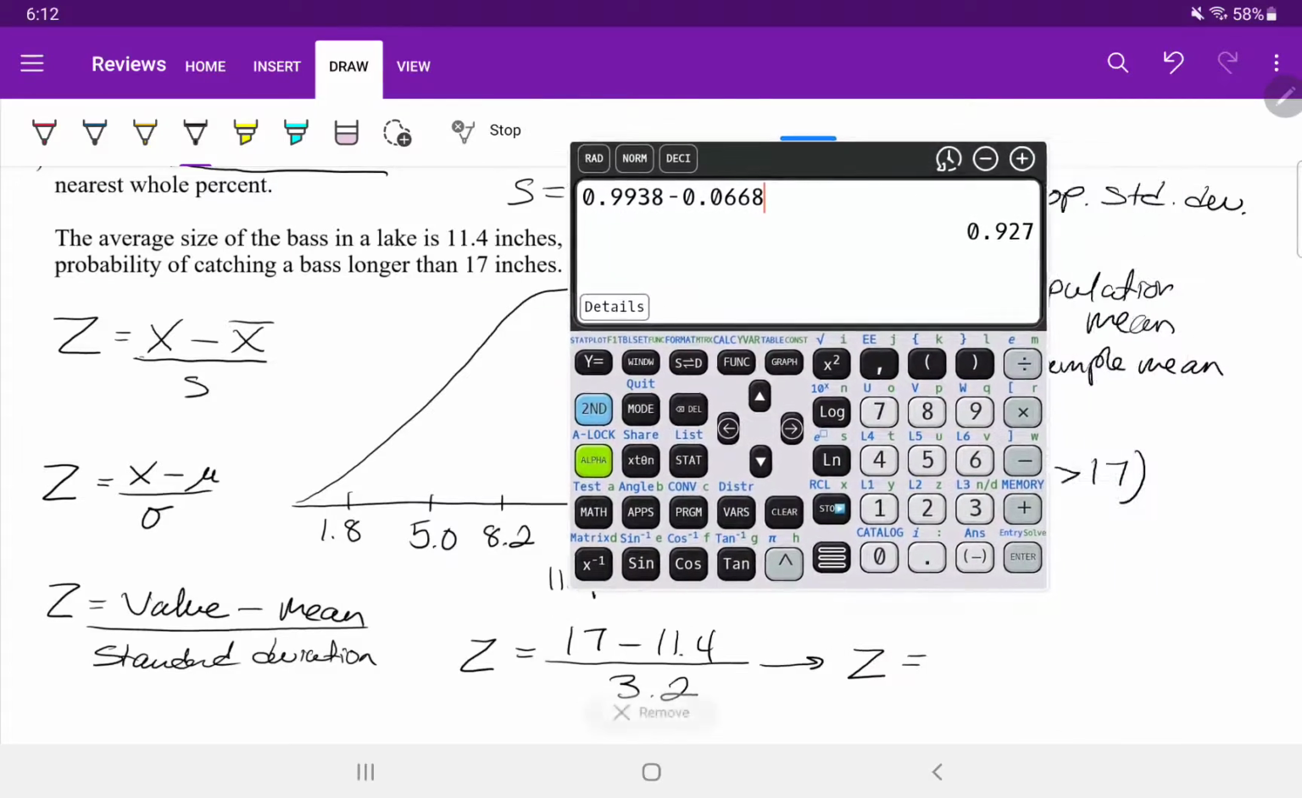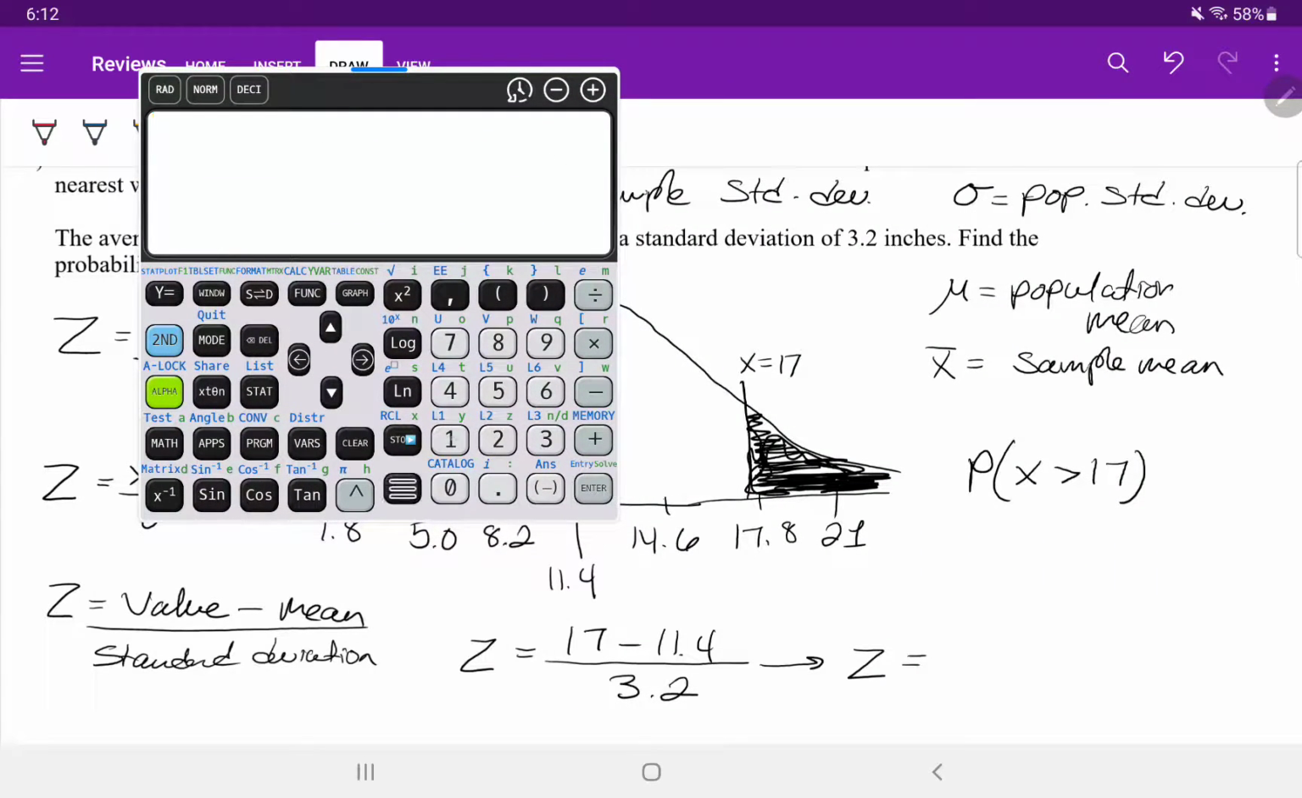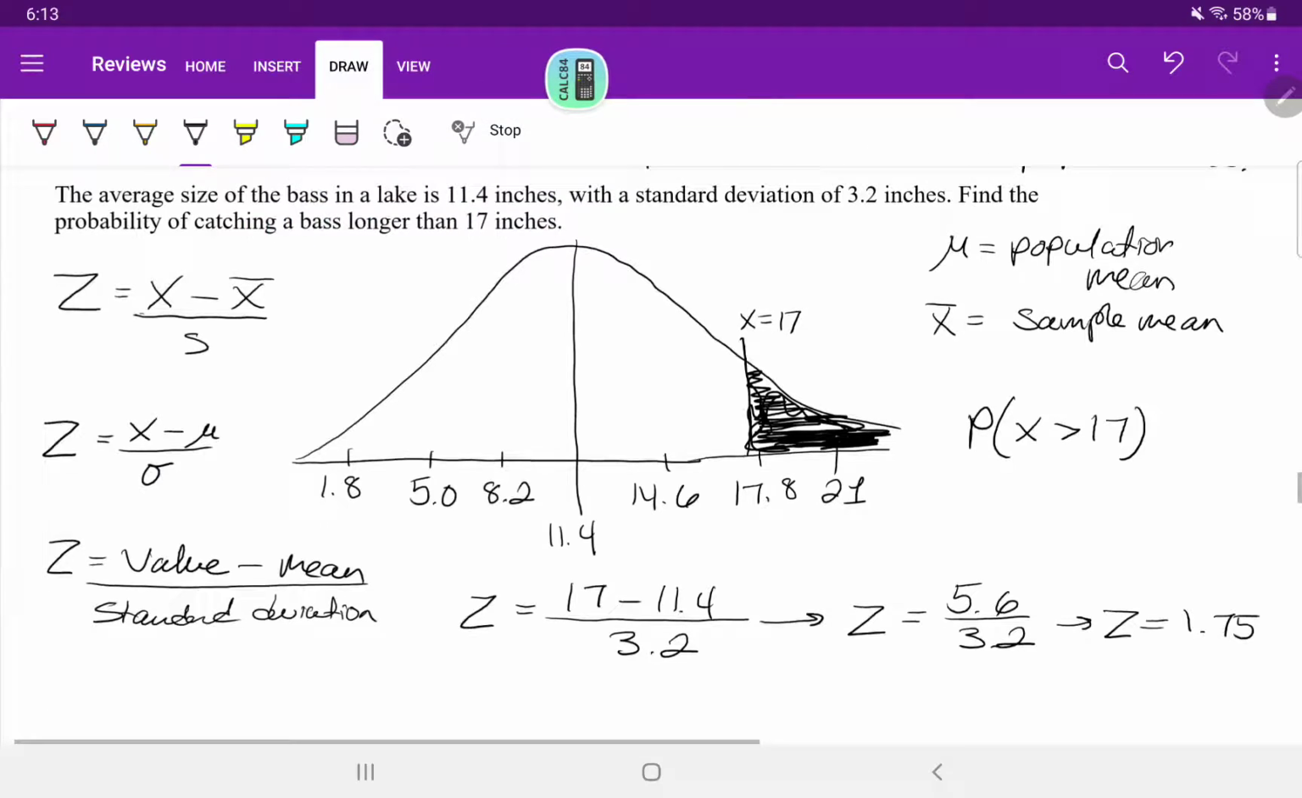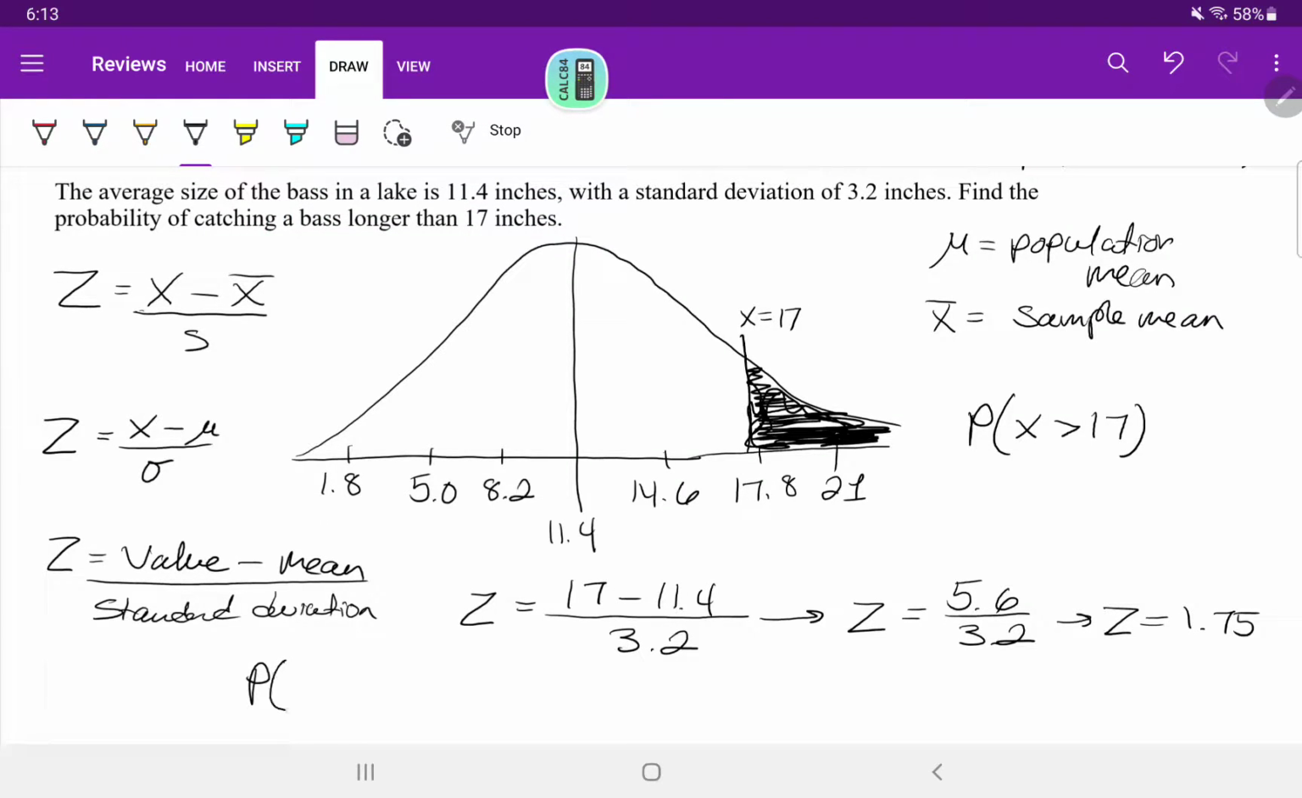Let me open my calculator and do some mathematics. 17 minus 11.4 equals 5.6. 5.6 divided by 3.2, z is equal to 1.75. And please make sure that your z-score is rounded to two numbers after the decimal. Now we're going to find the probability that z equals 1.75. So let's go into the z-score table.